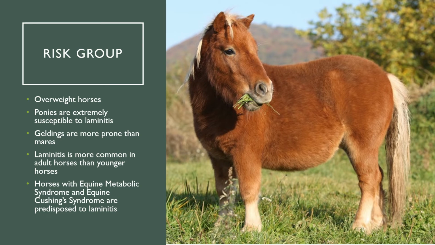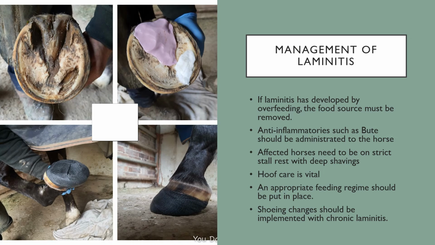In this slide, I will discuss the management of laminitis. If laminitis has developed by overfeeding, the food source must be removed. Anti-inflammatories such as bute should be administered to the horse. Affected horses need to be on a strict stall rest with deep shavings. Hoof care is vital with laminitis. The farrier should consult with the vet and trim the hoof according to the degree of rotation.